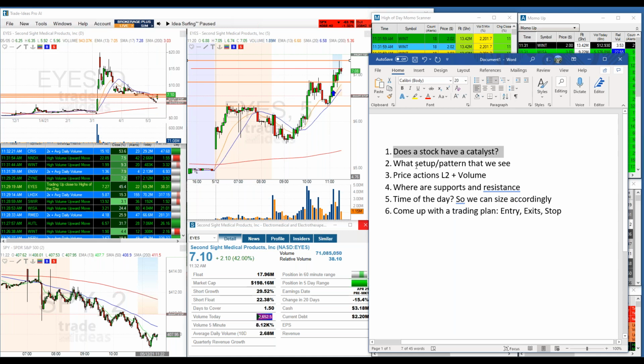But if it has a setup, it has a pattern, the price action is good, and we can see the support and resistance, and the time of the day is, let's say, right in the morning, after 15 minutes, starting to form the trend, then we probably take a trade, right? Then we identify the support and resistance before we take a trade. Come up with a plan so that we know exactly what we want to do.